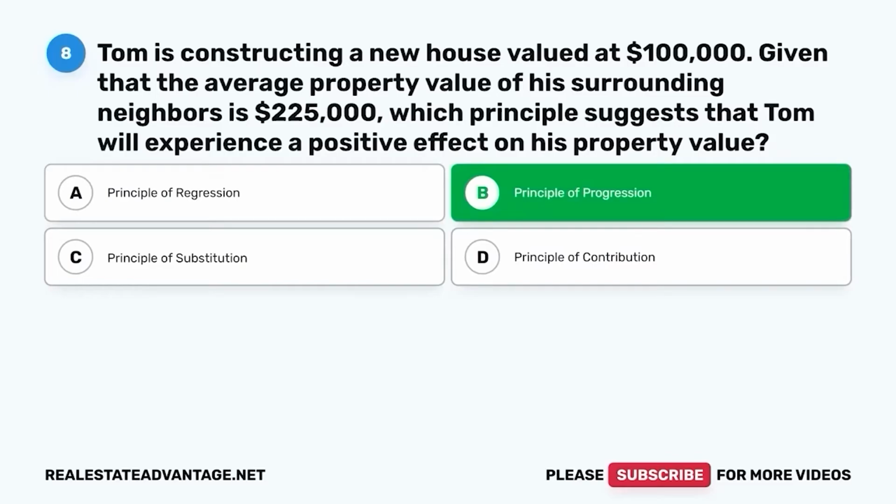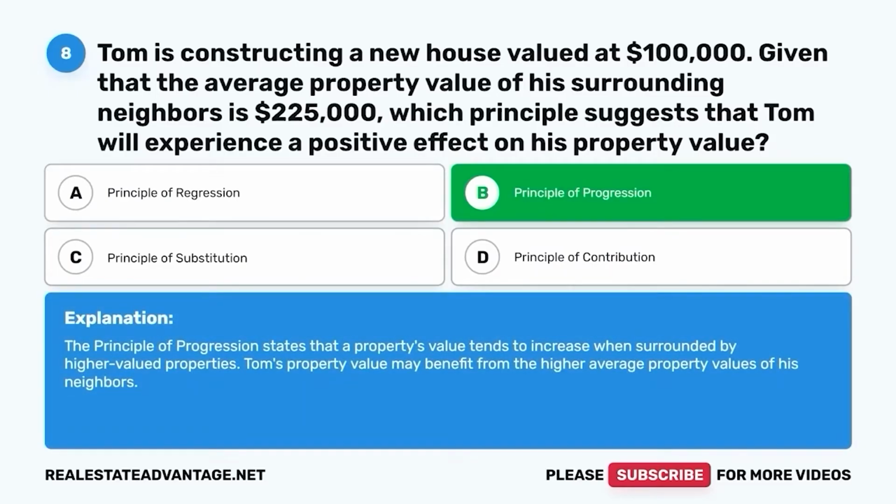Principle of progression. The principle of progression states that a property's value tends to increase when surrounded by higher valued properties. Tom's property value may benefit from the higher average property values of his neighbors.